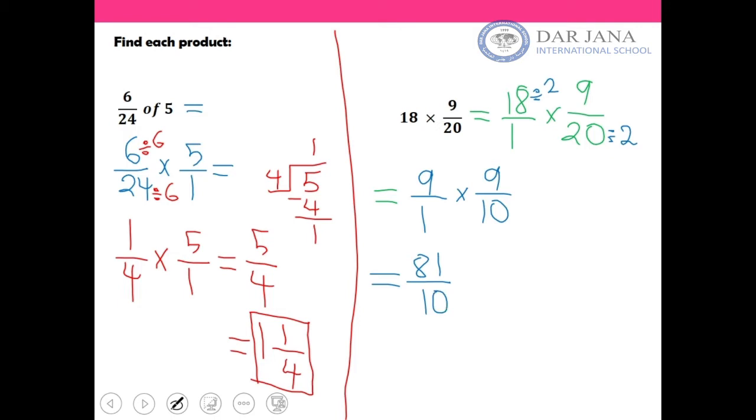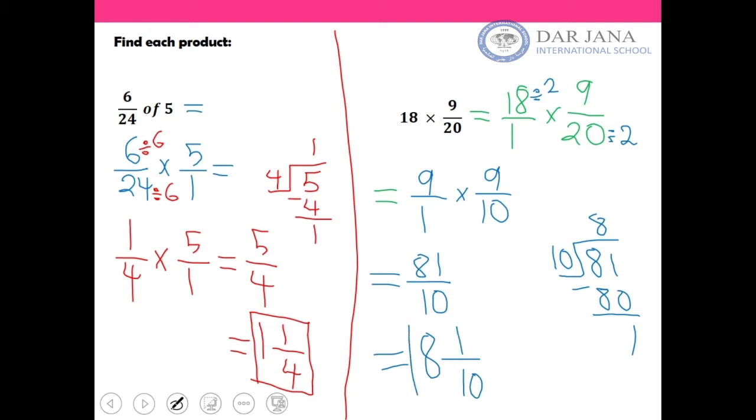Again, it's an improper fraction. I need to change it into a mixed number by doing the division. So it's 81 divided by 10 equals to 8. 8 times 10 equals to 80. And the remainder is 1. So the quotient, which is the whole number, and then in the fraction part, the denominator stays the same, which is 10, and the remainder goes up into the numerator, and this will be the answer.